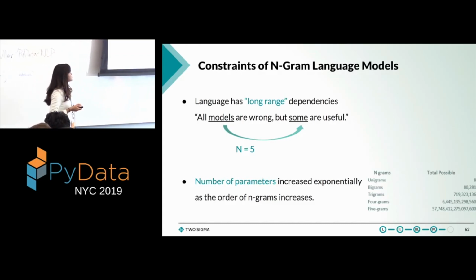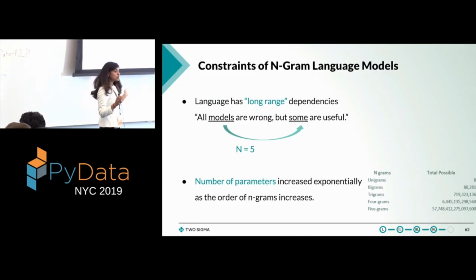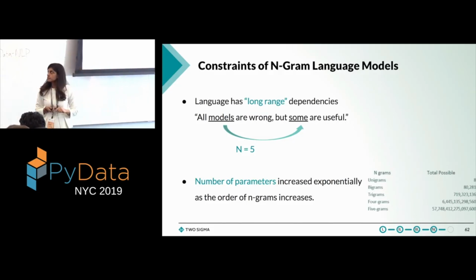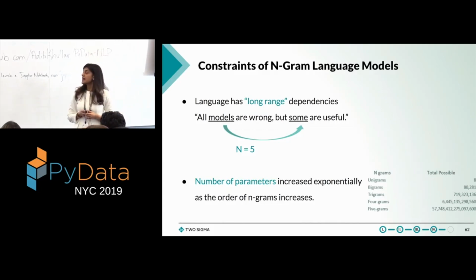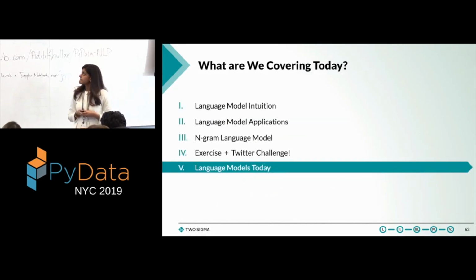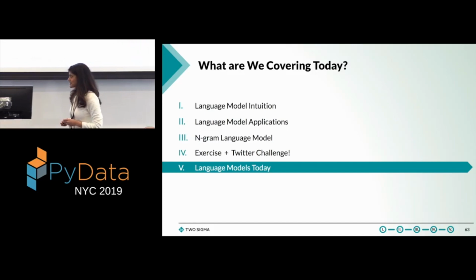The second constraint that I want all of us to take away is that the number of parameters increases exponentially as you increase your n. The number of unigrams in the Shakespeare model we checked was around 9,000. The total possible bigrams would be about 80 million. And that number exponentially grows as you increase your n-grams. So the number of parameters that you'll have to learn to create a language model would be quite high as you increase your n. All right, and with this, I'll hand over to Eugene for the present state of language models. This was n-gram language models.